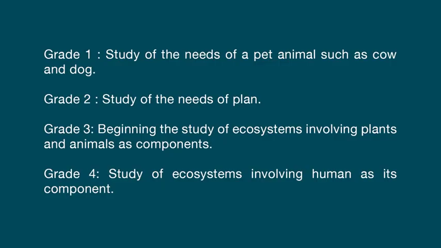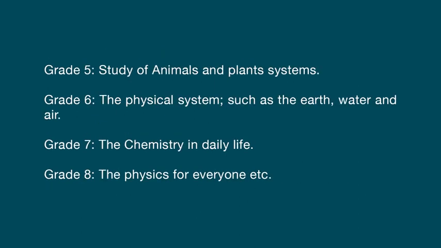Grade 1 students will study the needs of a pet animal such as a cow and a dog. Grade 2, study of the needs of a plant. Grade 3, beginning the study of ecosystem involving plants and animals as components. Grade 4 students will study the ecosystem involving humans as a component. Grade 5 students will study animal and plant systems. Grade 6 students will study physical systems such as earth, water and air. Grade 7 students will study chemistry in daily life. Grade 8 students will have physics for everyone in their curriculum.